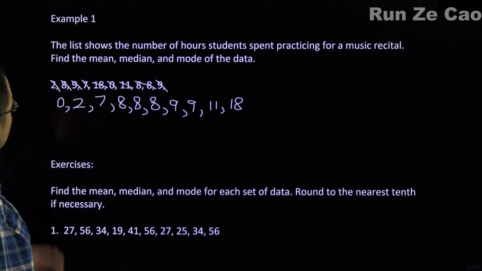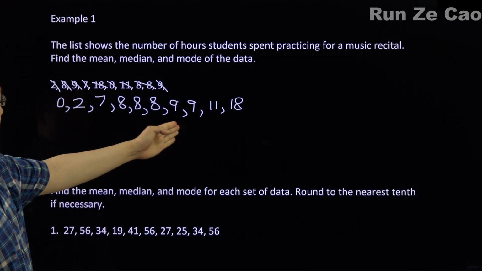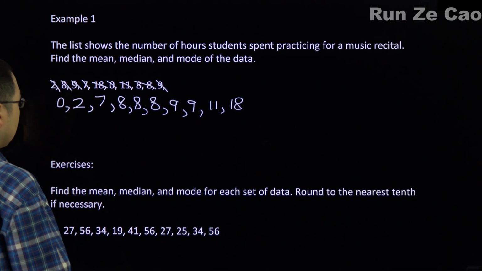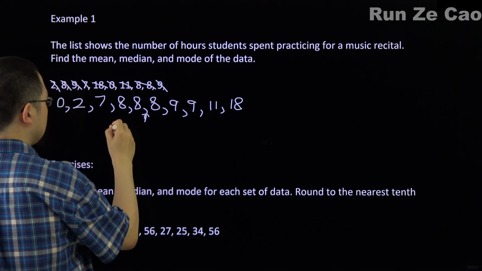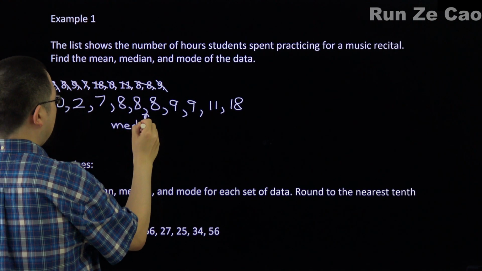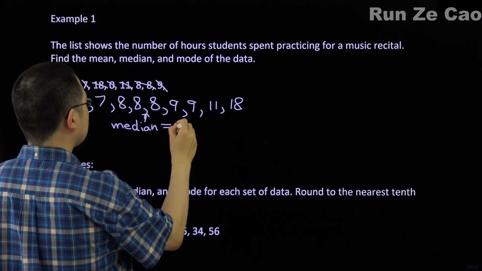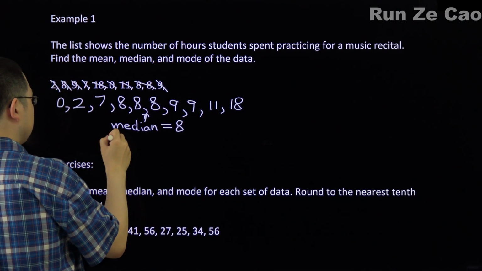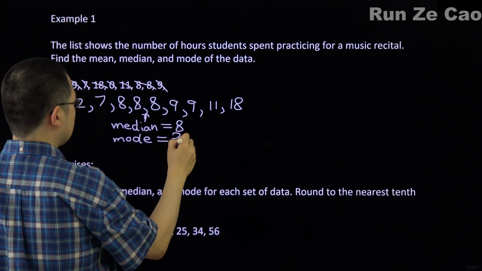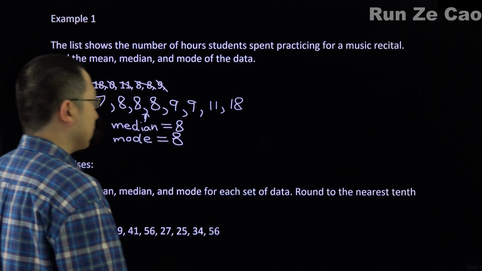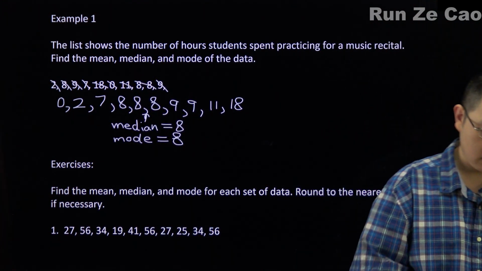Okay, so 1, 2, 3, 4, 5, 6, 7, 8, 9, 10 students. Then you're looking for the median, which is the average of 8 and 8. So 8. Mode equals 8 as well, because we can see there's 3 8s and nothing else that reaches 3.